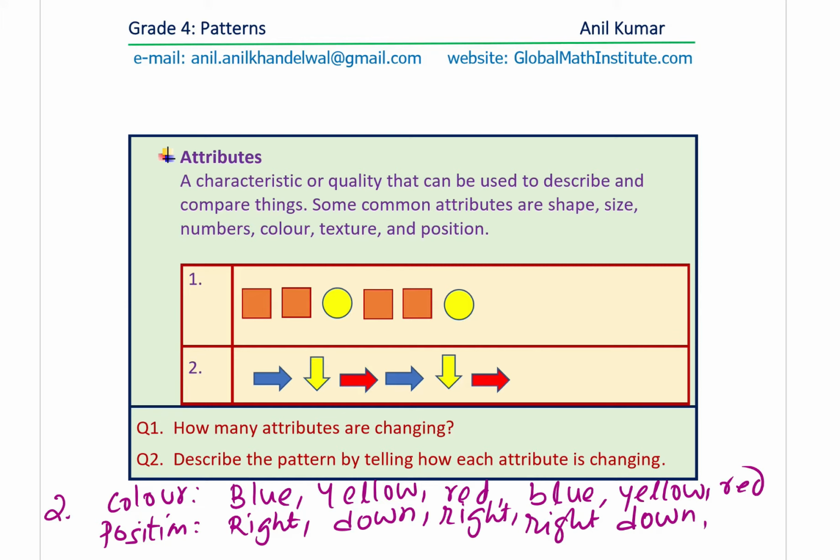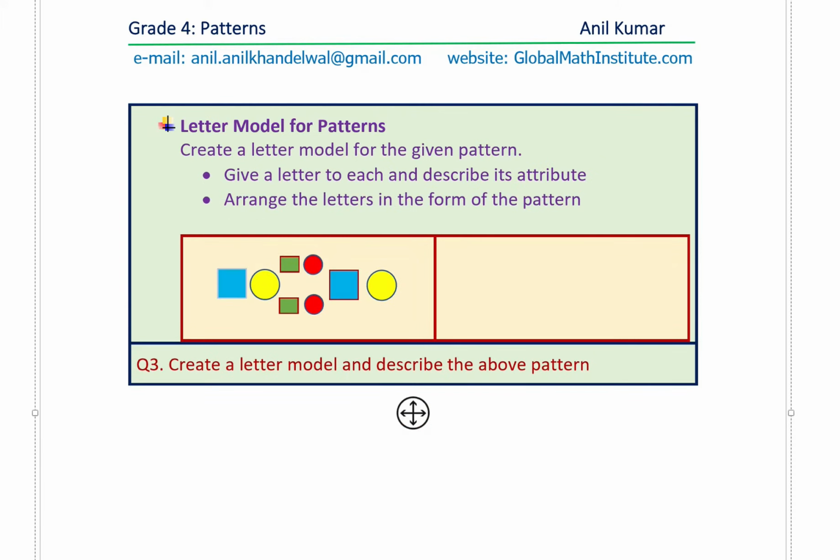Now, extending this, we have letter model. Now, letter model is unique to grade 4 and one of the most difficult in pattern. So, let's try to understand this very clearly. What is a letter model? So, in a letter model, we create a letter model for the given pattern, right? So, what do we do here? We give a letter to each and describe its attribute.